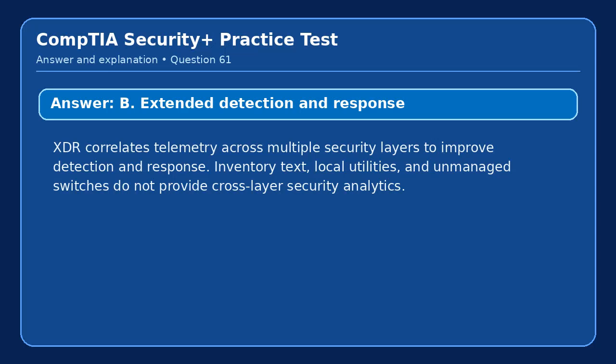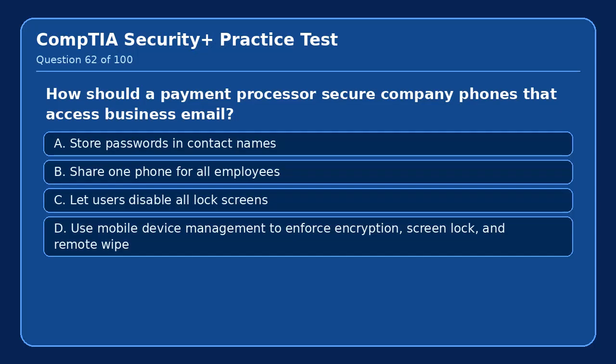Question 64. Which wireless configuration best supports enterprise user authentication at a logistics company? A. WPA3 Enterprise with 802.1X authentication. B. WEP for compatibility. C. Open Wi-Fi with no encryption. D. Share WPA password posted publicly. Take a moment to choose your answer.